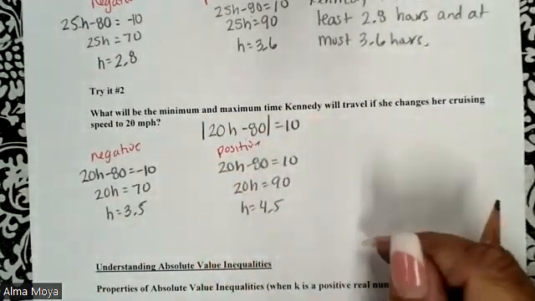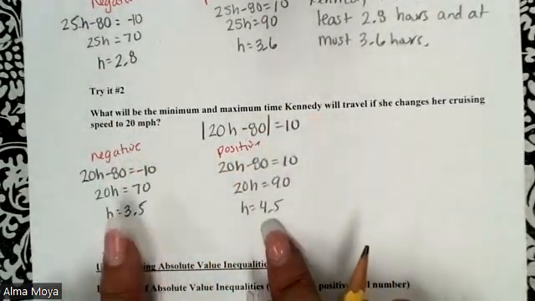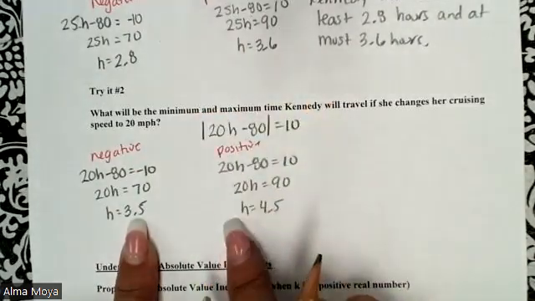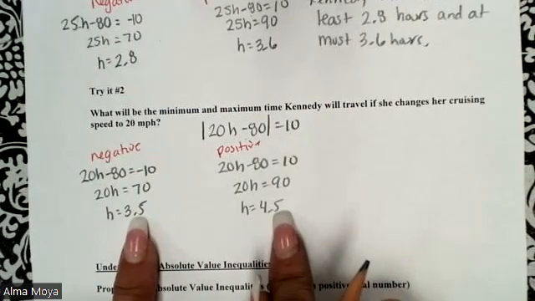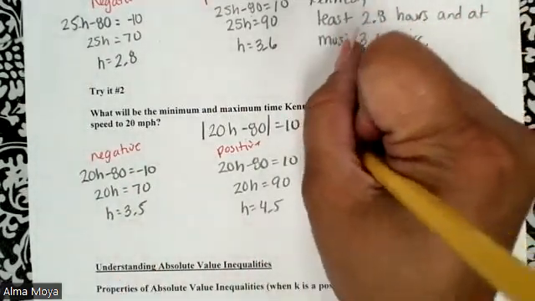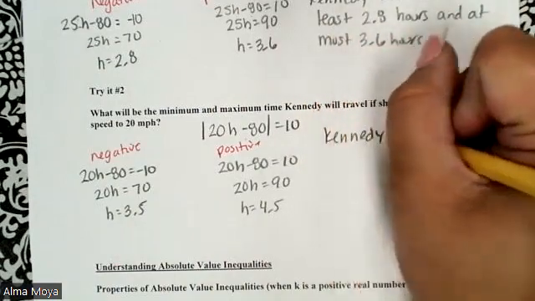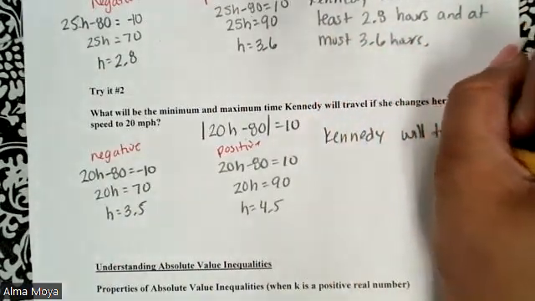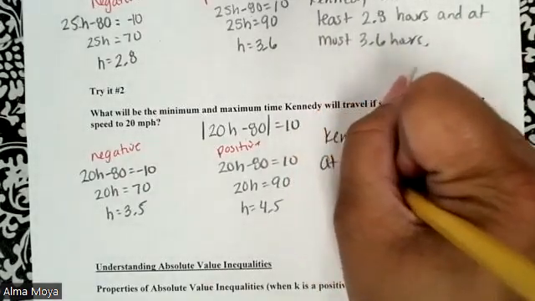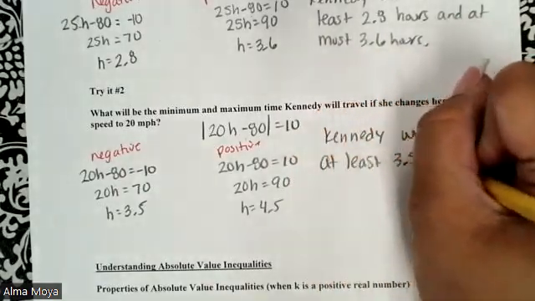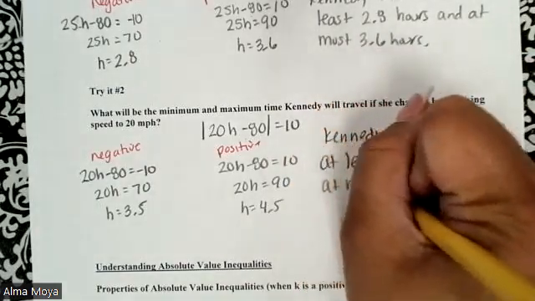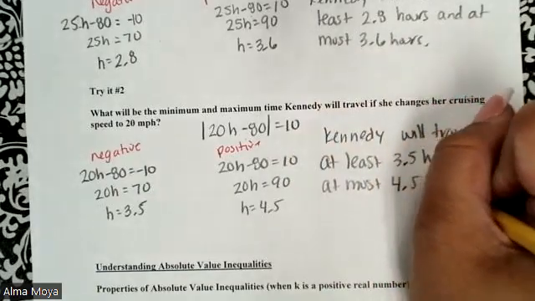So now if her cruising speed changes to 20, she's going slower because she was going 25 here, now she's going 20 here. So now her time has to be between 3.5 hours and 4.5 hours. So Kennedy will travel for at least 3.5 hours and at most 4.5 hours.